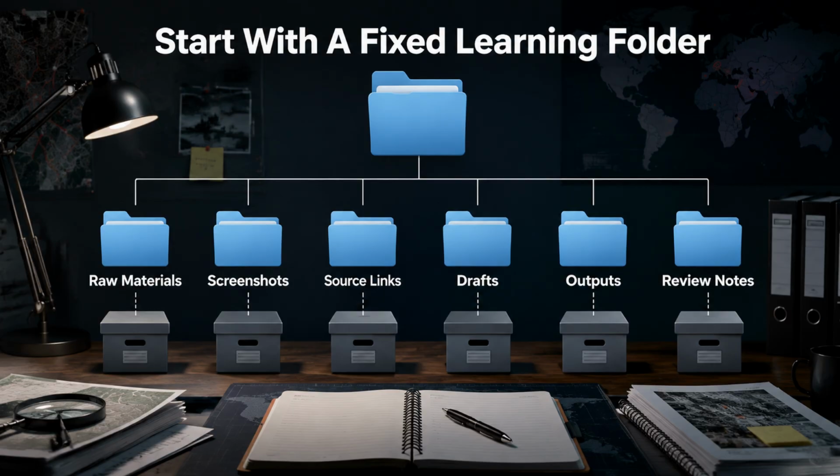Raw materials are the original files or pages you collected. Screenshots are page evidence. Source links go into a record table. Drafts hold your thinking. Outputs are the final table, brief, timeline, or report. Review notes capture what went wrong or what needs improvement.